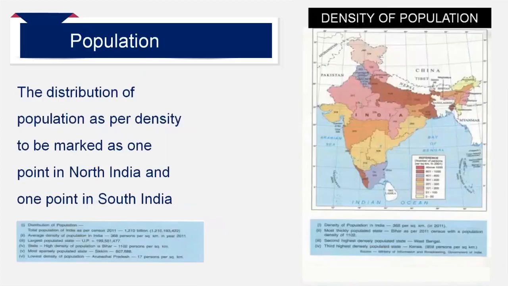Example, sparse population in west is in Rajasthan, Thar Desert. Highest density of population is in Bihar. Lowest density of population in northeast is in Arunachal Pradesh. Sparse population in north is in Sikkim. Largest populated state is UP. Highest density of population in South India is in Kerala.